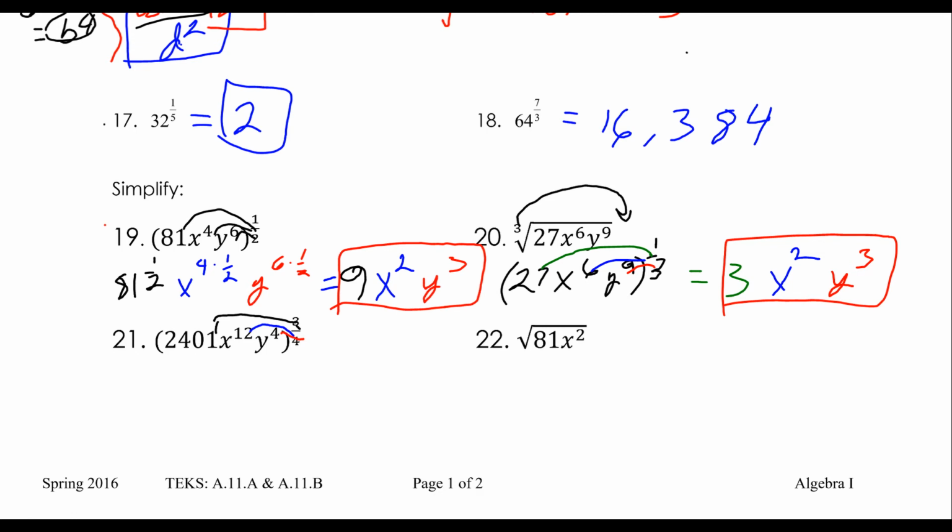This is one that I don't know off the top of my head, but 2,401 raised to the 3/4 power is going to be 343. Y'all can check that in your calculators if you need to. And then 12 times 3/4 is going to be 9. And 3/4 of 4 is going to be 3. And there's our answer.